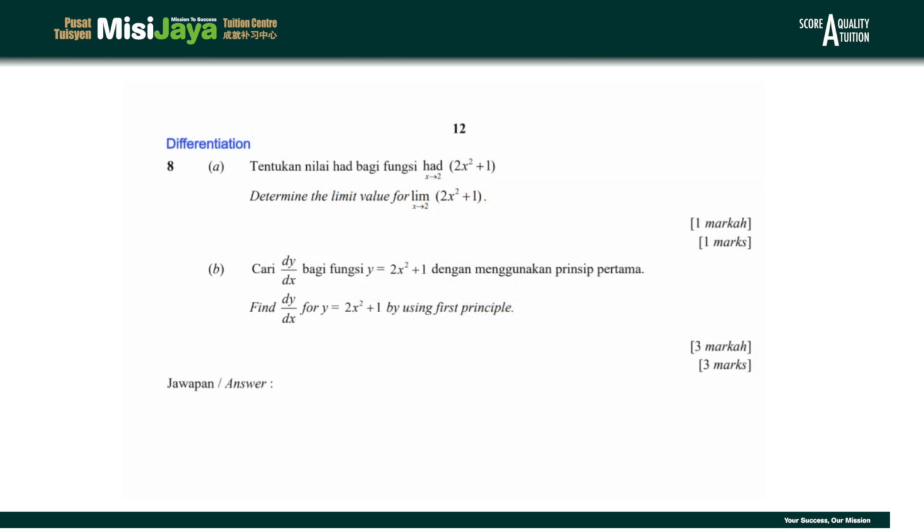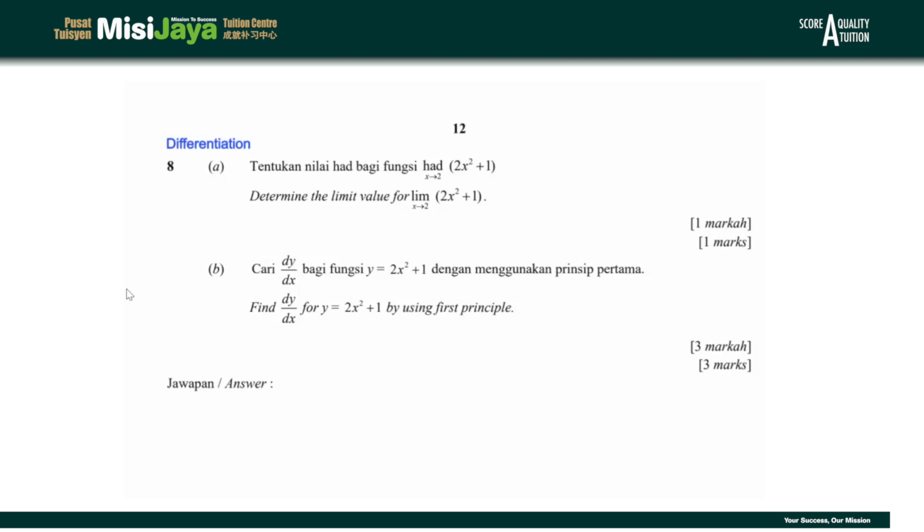Let's look at question number 8, which is differentiation. Determine the limit value. So this is the limit as x approaches 2 of 2x squared plus 1. For this, you can just substitute inside if you cannot factorize. But if it can be factorized, you have to factorize it first, otherwise you get a different answer, okay? So we're going to substitute x equals 2 inside here.